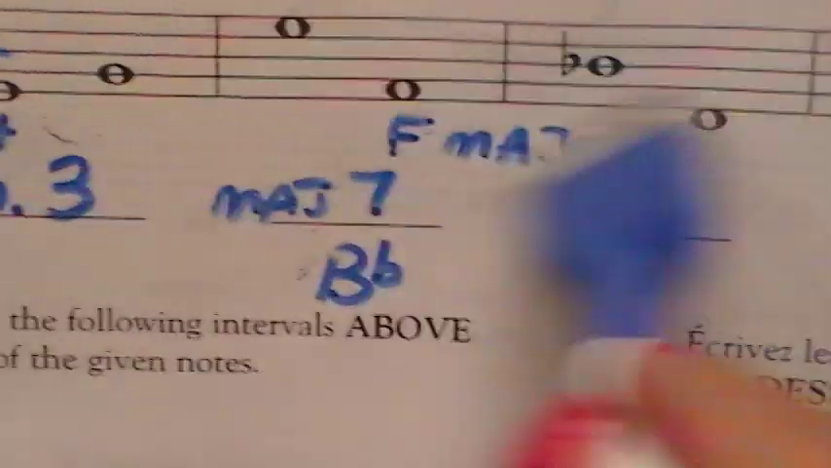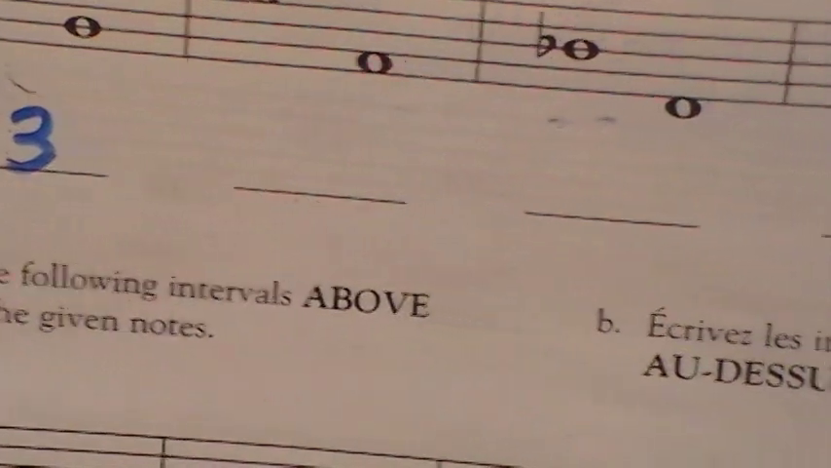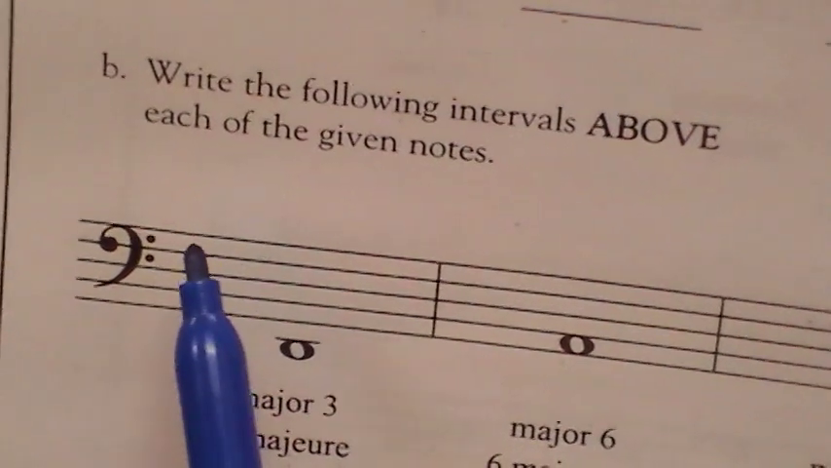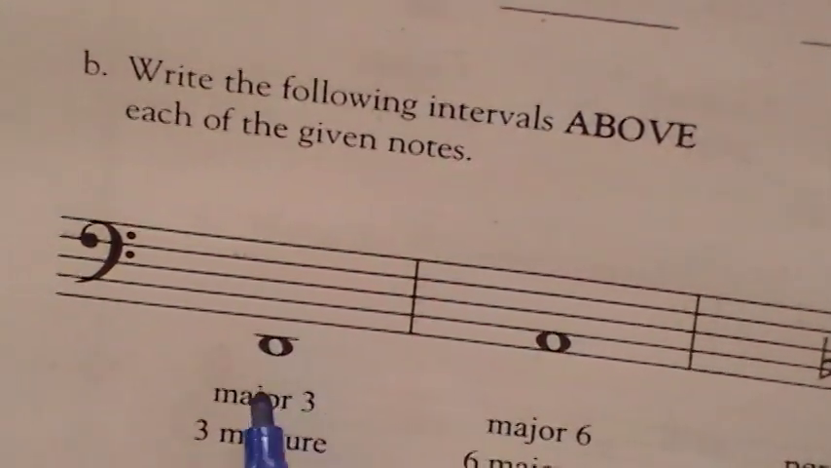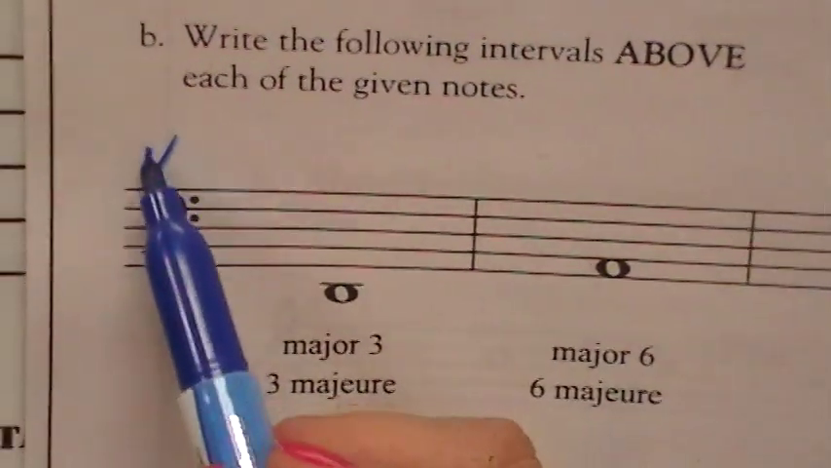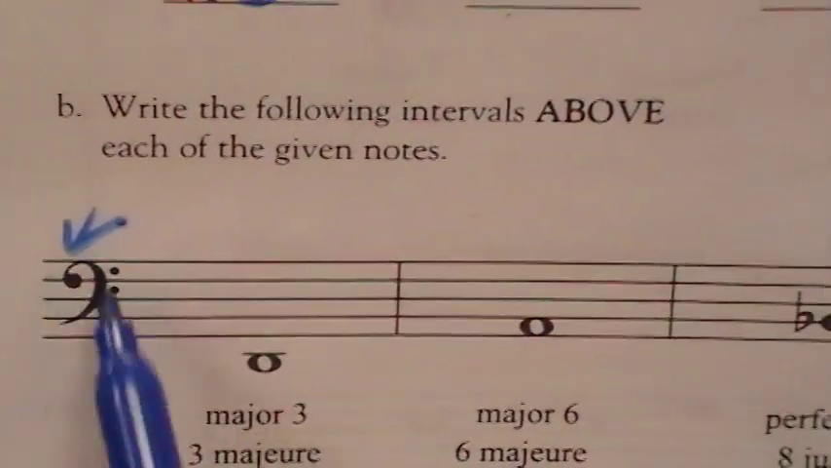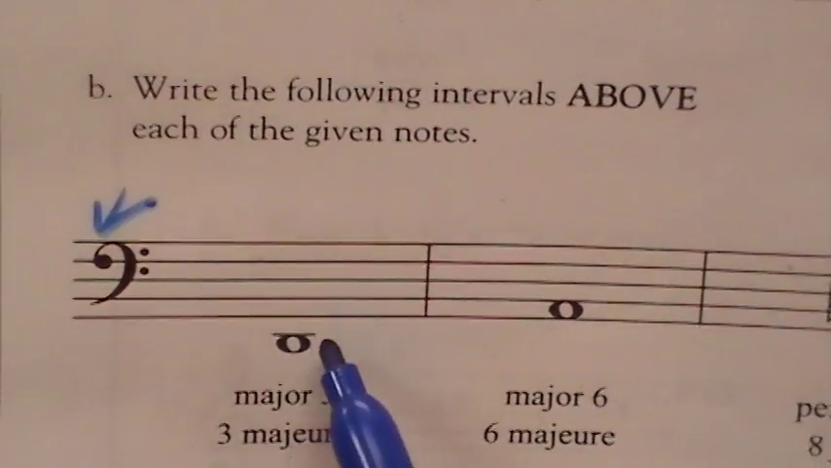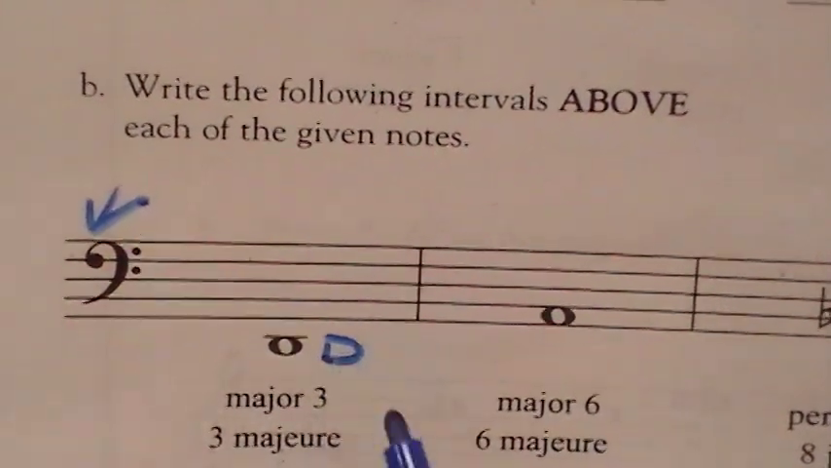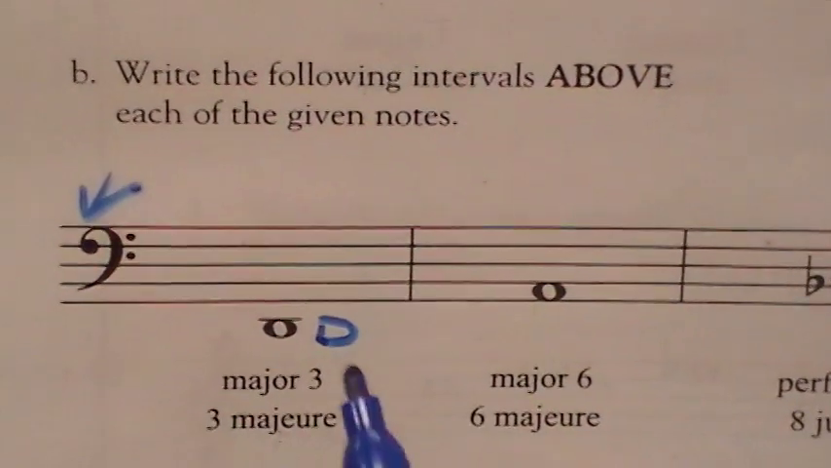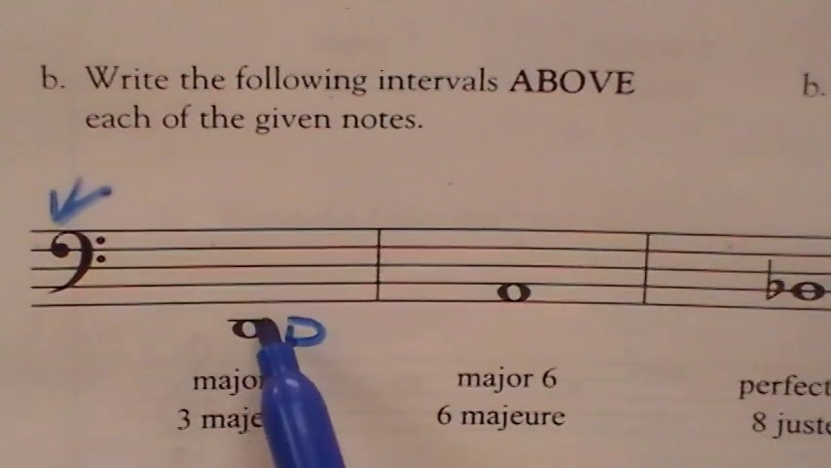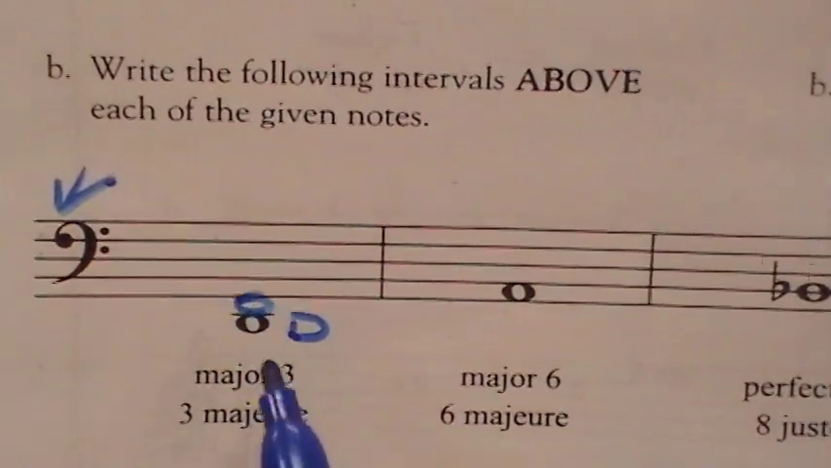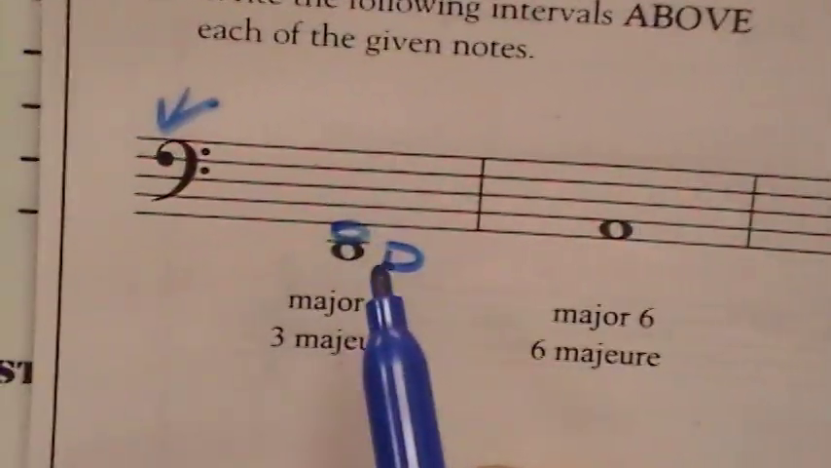Okay, let's just look at underneath. Here is another type. They could ask you like this. Write the following interval above each of the given notes. Okay, so they want a major third. Make sure you check your key, your clef here. This is the bass clef now. So we'd have to know who that note is. Okay, so this is E, D. So we know that that's a D. They want a major third. So we're going to count 1, 2, 3. Okay, so let's fit that in there because we have a space, line, space.